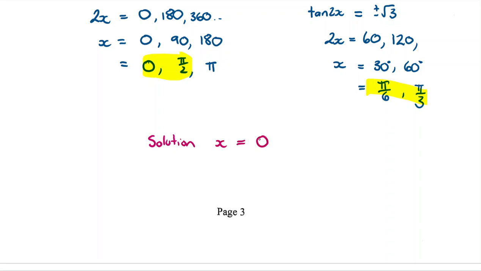So 0 is the smallest, pi on 6, pi on 3, and then pi on 2 for solutions. We should check them, but we're going to keep moving so that we can get through this lesson. But yes, please keep in mind to check your solutions.